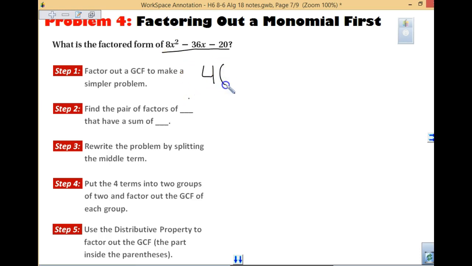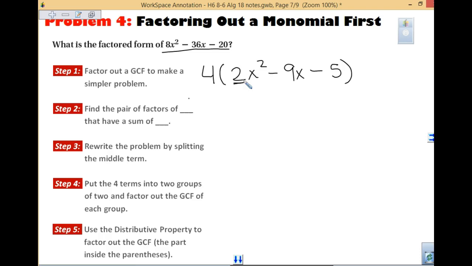If we factor a 4 out, then I'm going to be left with 2x squared minus 9x minus 5. Still not a nice one like yesterday where you can just go right away in and factor, because anytime the lead coefficient of your x squared is not a 1, you have to use kind of the AC split.